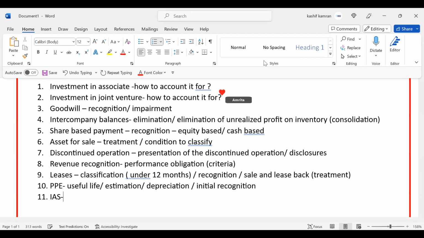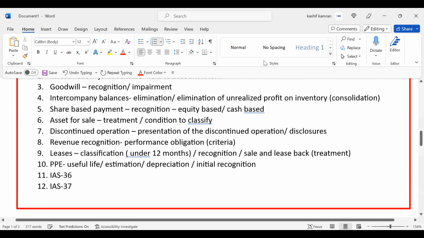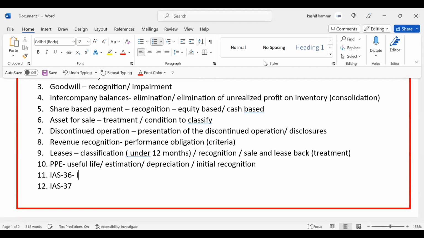IAS 37 is very popular. IAS 38 is one of the favorites of the examiner. IAS 38, IAS 36 impairment is very popular. Sometimes it's very difficult to see a past paper without 36, 37, 38. These are so frequently asked. Impairment is such a favorite topic of the examiner. He loves impairment.